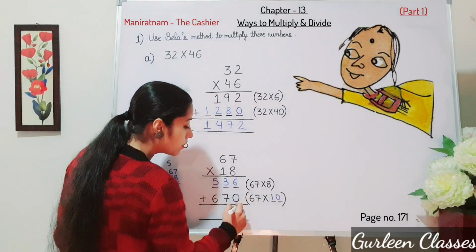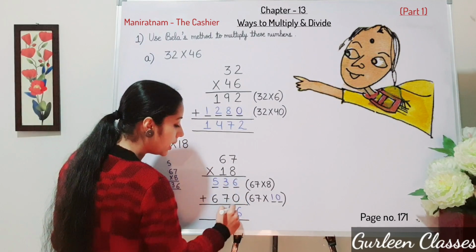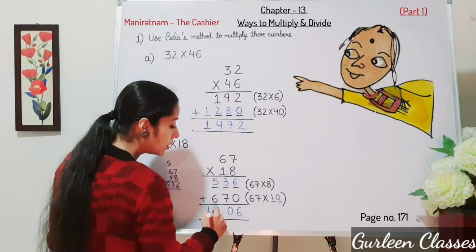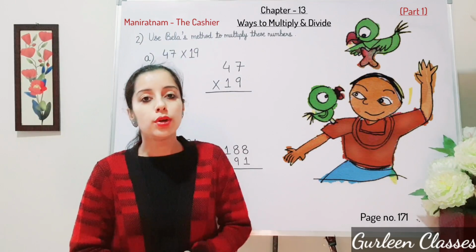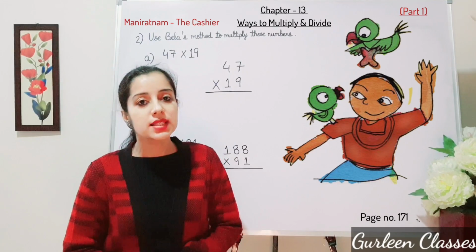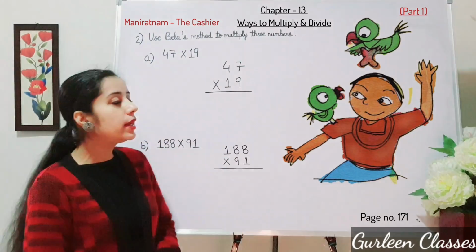So now add 6 plus 0, 6. 7 plus 3, 10. 6 plus 6, 12. So the answer is 1206. Question number 2. Do these in your notebook using Bella's method. A part, 47 into 19.